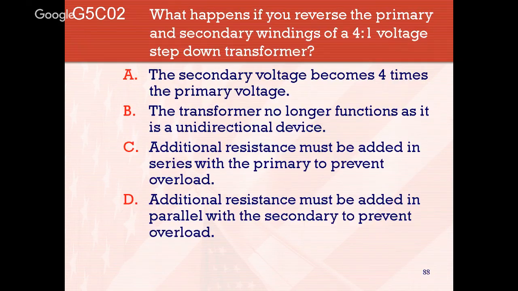What happens if you reverse the primary and secondary windings of a 4-to-1 voltage step down transformer? You're reversing the primary and secondary windings, so if you put voltage in on the secondary, which now becomes the primary, you basically get 4 times the primary voltage. The higher number of windings is now on the input side, so the output is 4 times larger.